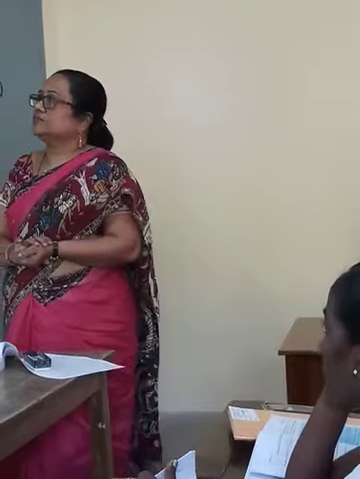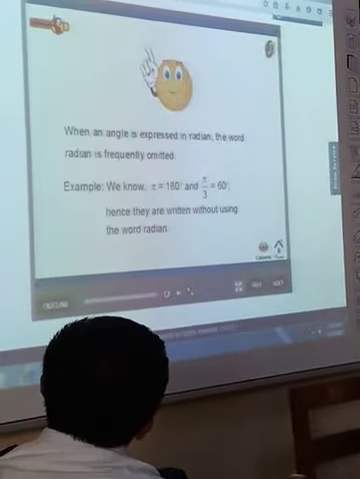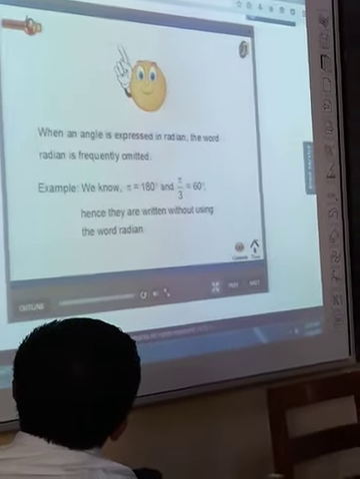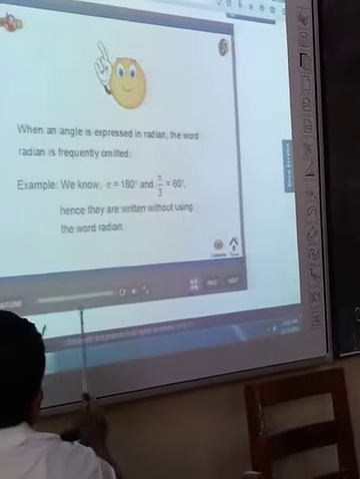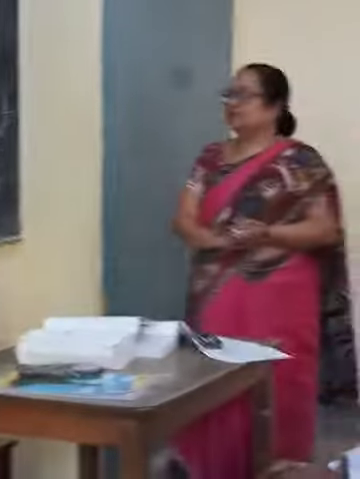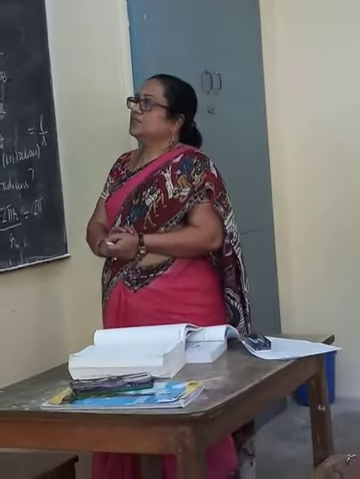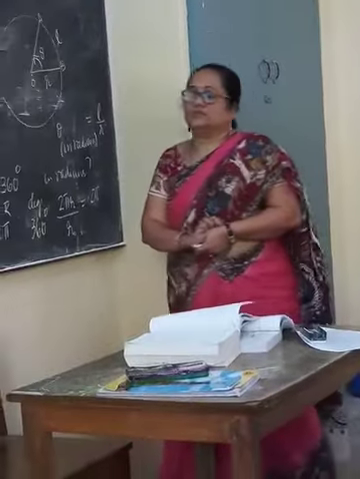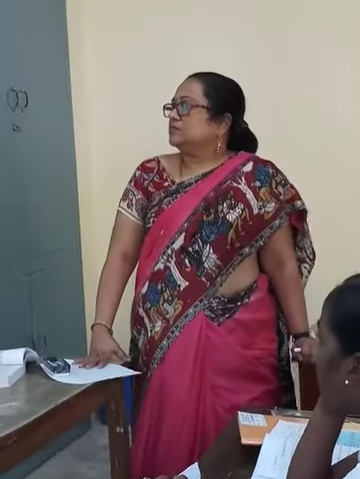Note that when an angle is expressed in radians, the word radian is frequently omitted. For example, we know that pi is equal to 180 degrees and pi by 3 is equal to 60 degrees. Hence, they are written without using the word radian. So this is notation. Here we see the formula which converts a radian measure of an angle into a degree measure of an angle. We also have the formula which converts a degree measure of an angle into a radian measure of an angle.